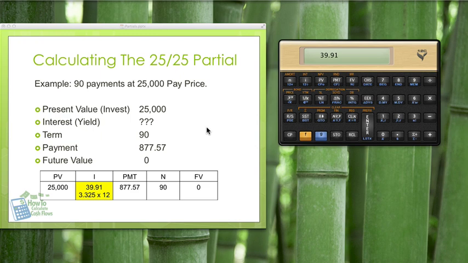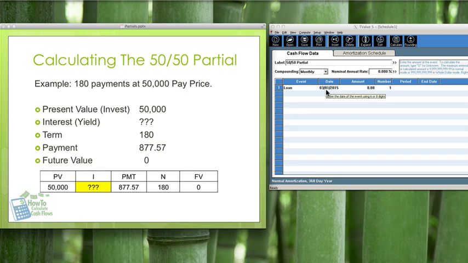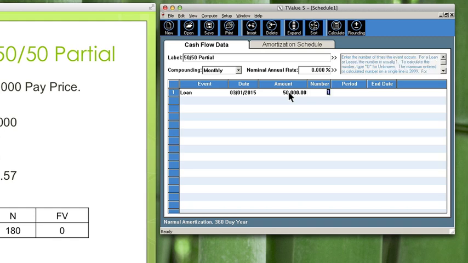So in our training, we always head on over to T-Value to also calculate these same cash flows. So I'm going to pull up T-Value. I'm going to do the same transaction. And I'm also going to back up my slides here. So with T-Value pulled up, we're going to come over to our loan event, and this is the same as our PV number, and we're going to put in $50,000. And we'll come down to the payment, and the payment amount is $877.57. And we're going to purchase 180 of those.